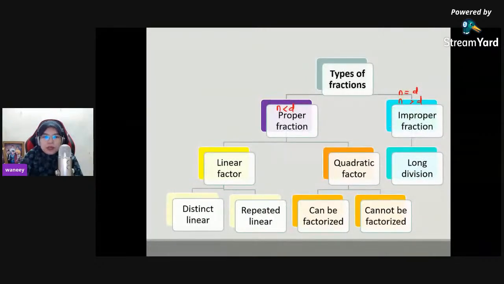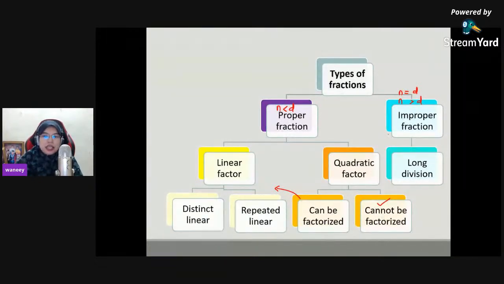And then we have two types of factor in our denominator. So either you have a linear factor or you might have a quadratic factor. If let's say you have some cubic function, that means you should be able to factorize them first and then categorize into either linear or quadratic factor. Okay, so linear factor, you might have distinct linear or repeated linear. If you have a quadratic factor, you might factorize them or it might not be factorizable. So kalau boleh factorize, dia boleh jadi yang linear ni balik lah. Either distinct or repeated. Otherwise, this is the case that we're going to try to solve, which is the case where the quadratic factor cannot be factorized.